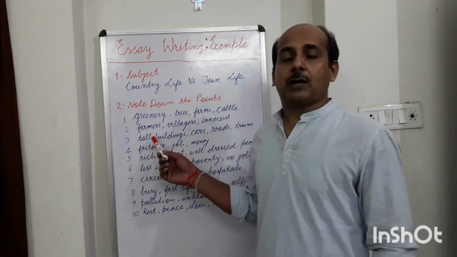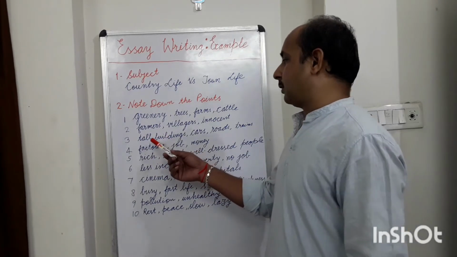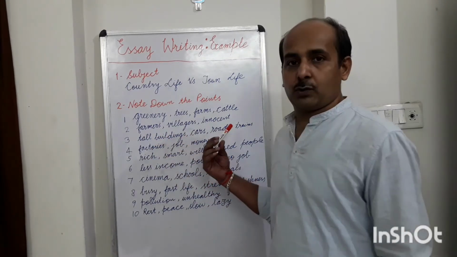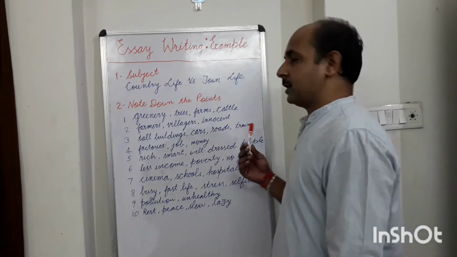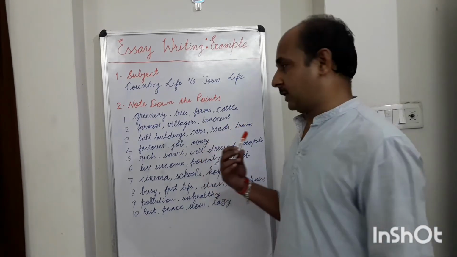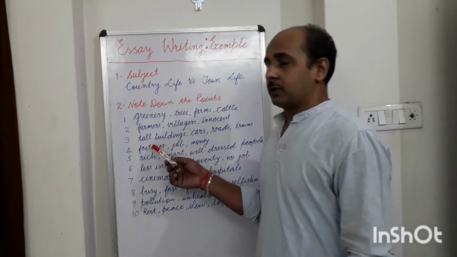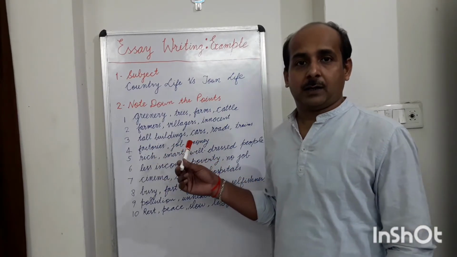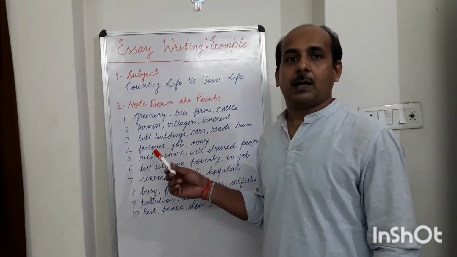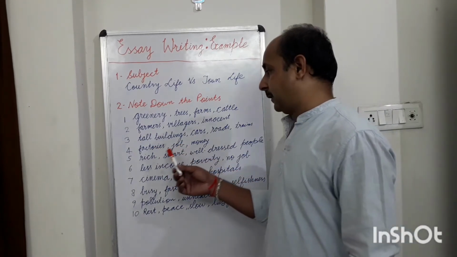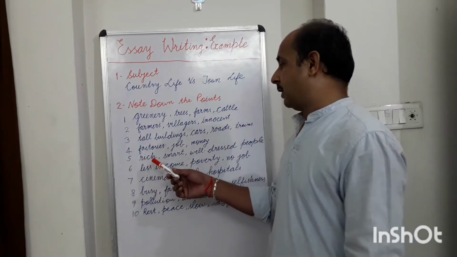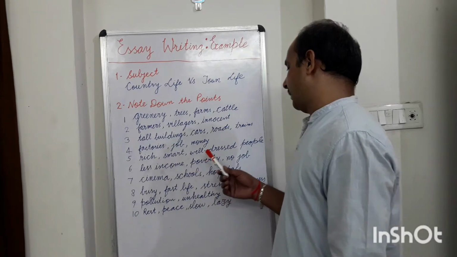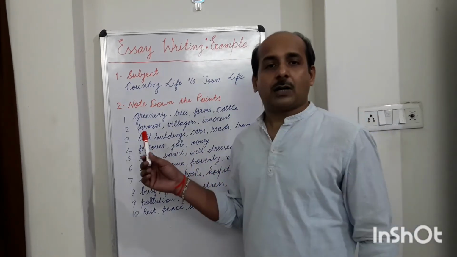When we think about town life, we think about tall buildings, cars, roads, and other type of vehicles, trains, aeroplanes, etc. We also think about factories, jobs, money. The people working in the factories are earning money. We also think about rich and smart people who are well dressed in the town.